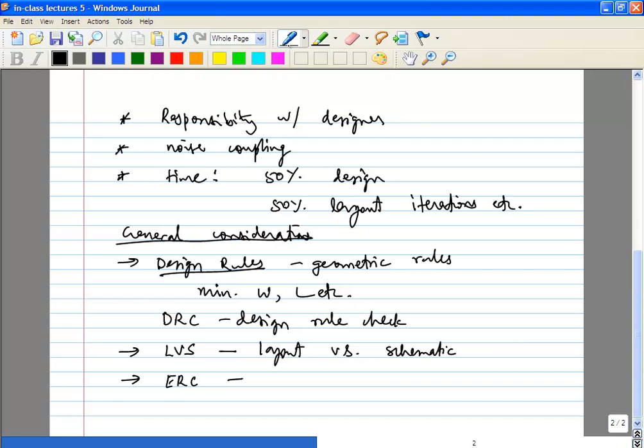Then there is something called ERC. Okay, these are all part of what is called physical verification. So actually, we are going to look at a couple of others. ERC is electrical rule check.